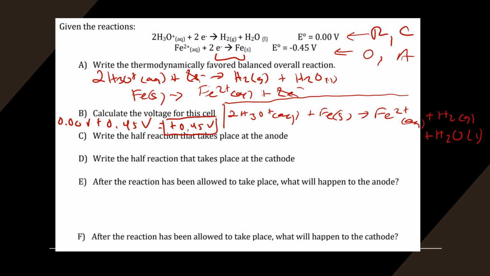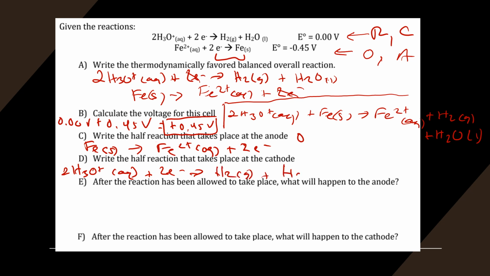Write the reaction that takes place at the anode. This is my oxidation. At the anode, solid iron is going into solution, so it's going to form Fe2 plus ions. Write the half reaction that takes place at the cathode. It's the 2 hydronium ions aqueous plus 2 electrons producing hydrogen gas and liquid water.